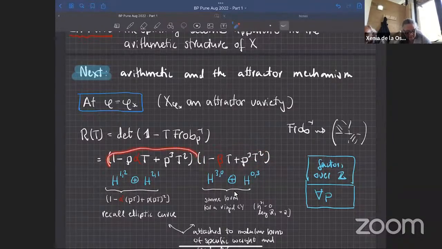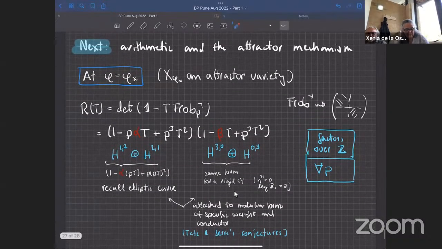But this one is more like an elliptic curve. If you change your formal parameter T for pT, this is called a Tate twist. So this looks more like the numerator of the zeta function of an elliptic curve. And this comes from the (1,2) plus (2,1) part, the orthogonal part of this. And what Philip will explain is an introduction to the fact that attached to these are modular forms of a specific weight and conductor, as expected by Tate and Serre.